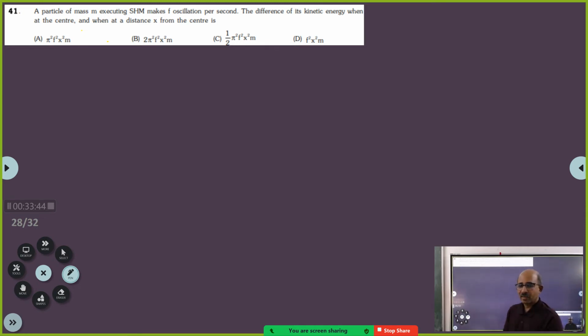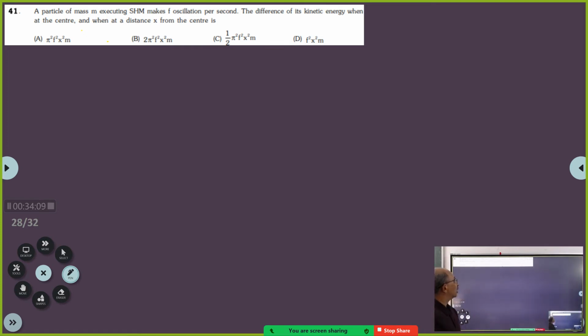So can you not imagine here? At the center it will be half m a square omega square, and somewhere at x it is going to be half m (a square minus x square) omega square. So this minus this. So half m a square omega square will get cancelled, and what you will be left with? Half m omega square x square. Right? That is what you are going to be left with.